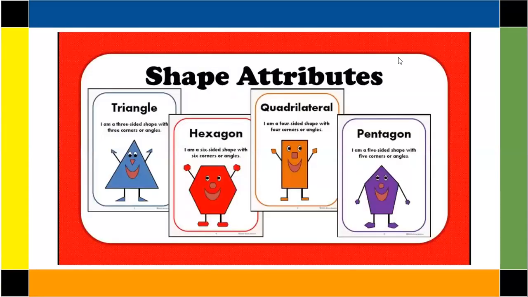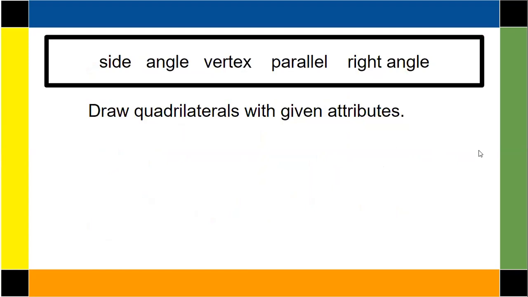Again, we have been talking about shape attributes and trying to do some describing about shapes and identifying what they look like. And so we talked about quadrilaterals have 4 sides, and we hopefully talked about some of those attributes of a quadrilateral. So here's our quadrilateral, an example here. It says, I am a 4-sided shape with 4 corners or angles. So we can have all sorts of different kinds of quadrilaterals. And so we're going to take a look today.